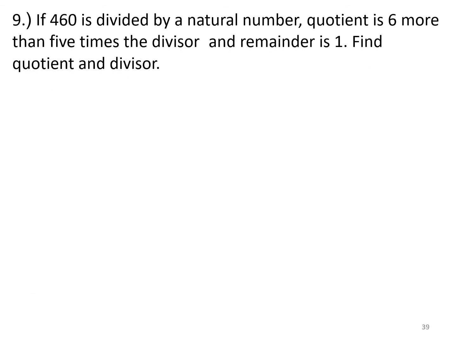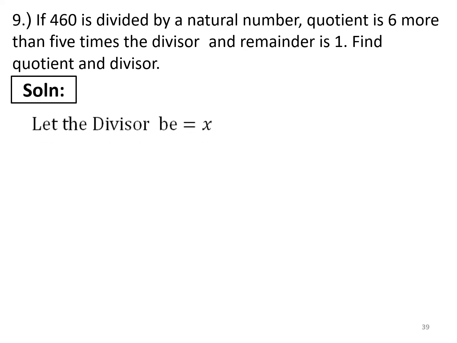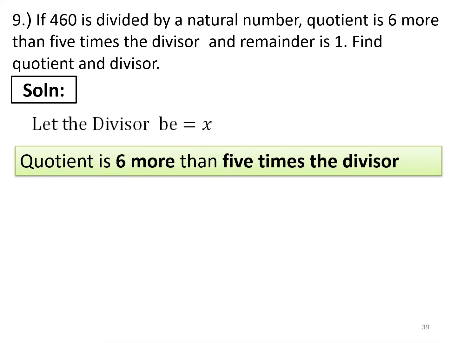Next question, question number 9. If 460 is divided by a natural number, quotient is 6 more than 5 times the divisor and the remainder is 1. Find the quotient and the divisor. Very simple sum. Now what they have written, that we have to find the quotient and the divisor. And the condition for quotient is given.